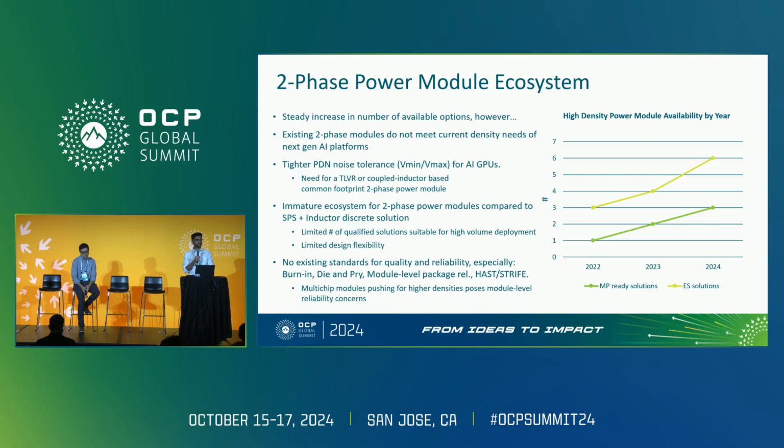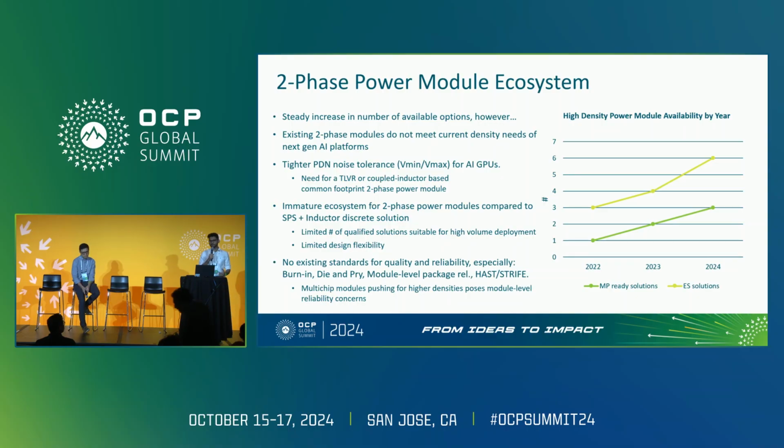Now talking about two-phase power modules, most of the power semiconductor suppliers know what these modules are. They are manufacturing them, working with us closely. But these power modules are nothing but DrMOS, basically FETs and drivers, integrated with inductors and capacitors to make compact, high-density two-phase power modules. So AMD has been a key driver of this high-density power module ecosystem.